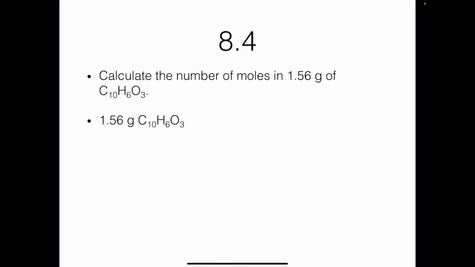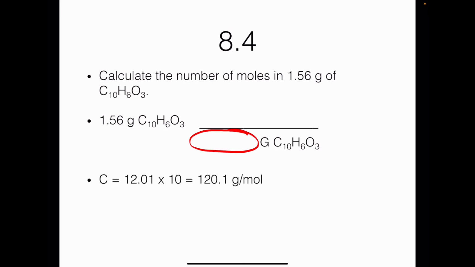So we're going to start with what we've been given, 1.56 grams of C10H6O3. What we're going to put on the bottom is grams of C10H6O3. So I'm converting from grams to moles. What we have to do now is figure out this number. We need to figure out what goes right there. And how do we do that? We're going to take this compound, break it down, and calculate the molar mass.